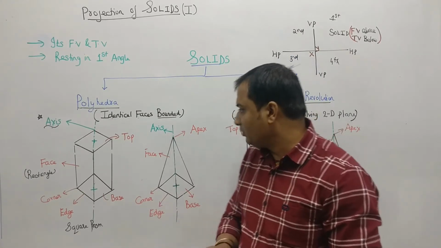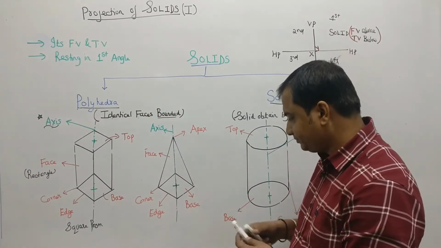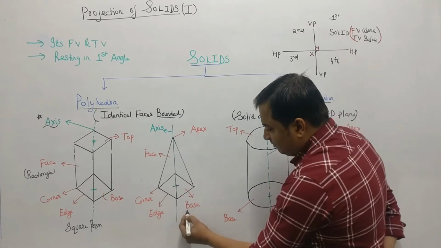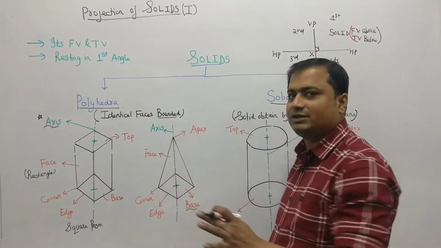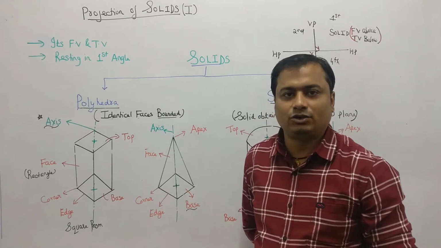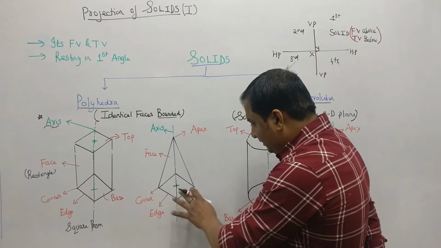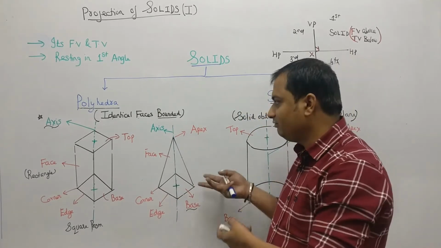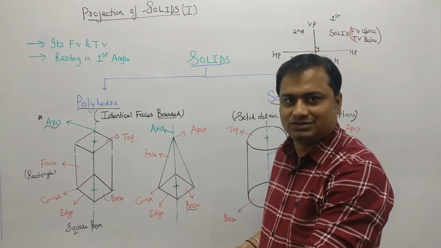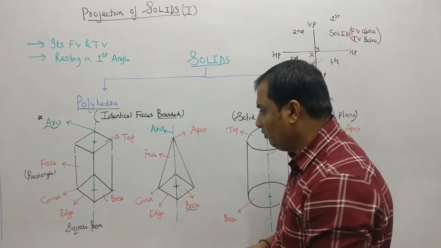Okay. Now coming to the pyramid. What is the difference between prism and pyramid? As you can see here, a pyramid has the base, but it does not have the top. The naming of the pyramid depends on the base structure, because it is not having the top, it is only having the base.